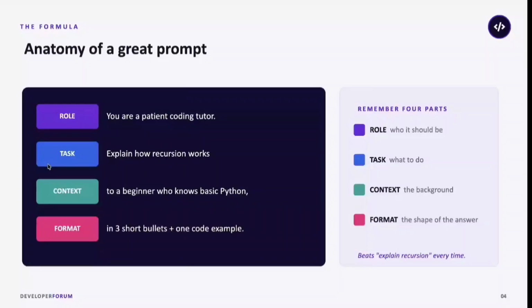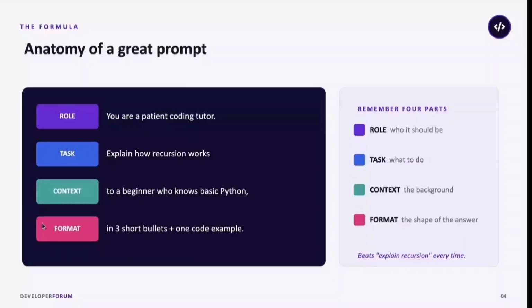Now, next is task. Say clearly what you want it to do. For example, don't just say help with recursion. Instead, say explain how recursion works. And this is a more curated task. Next is context. You have to give the model the background of your answer. Basically, who is this for? What do they already know? You can say, the reader is a beginner who knows basic Python but has never seen recursion.